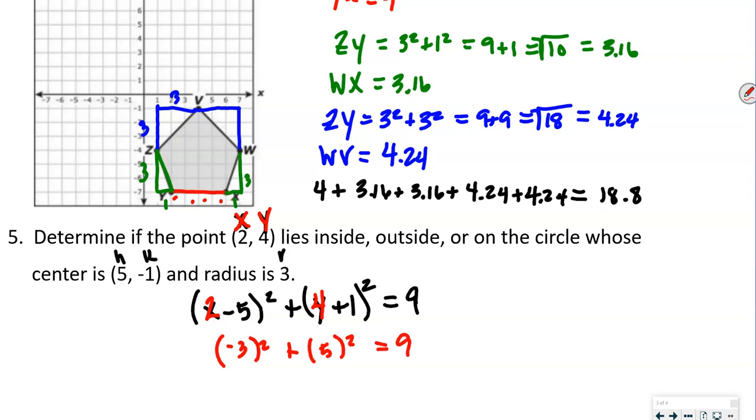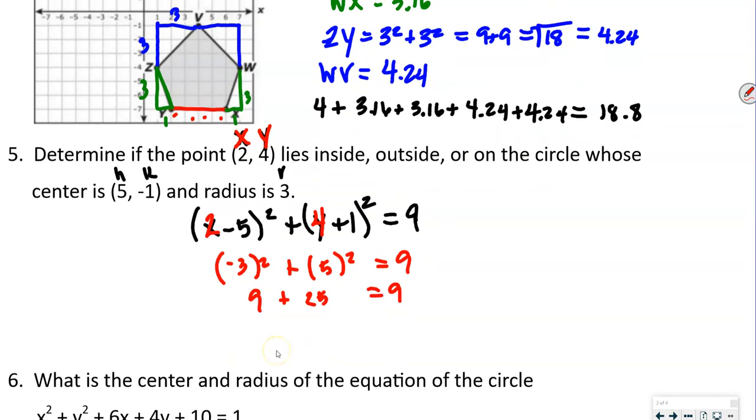Well, I can already tell that's not going to be equal, right? Because that's 9 right there plus 25. So let's keep going. So this is going to be 34. So how does 34 relate to the 9? It's not less than, it's greater than. It's greater than 9, right?